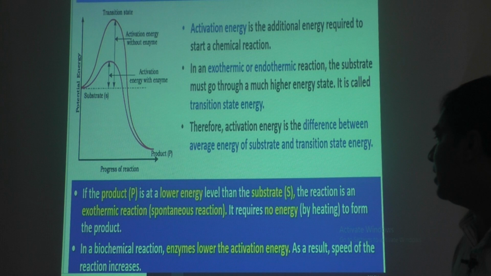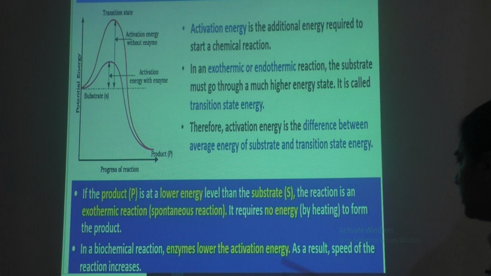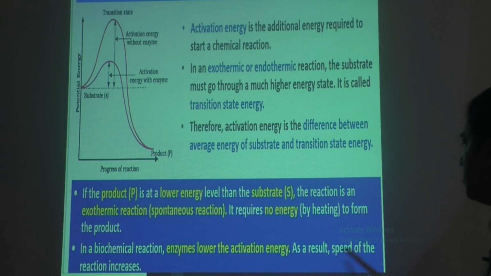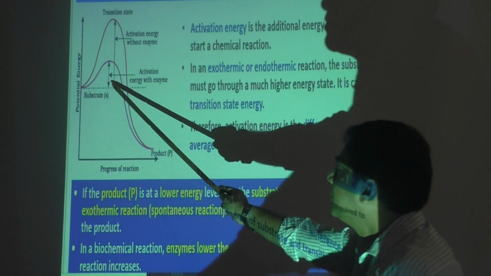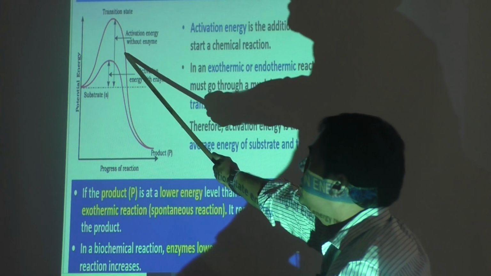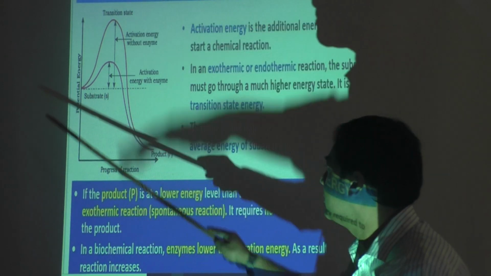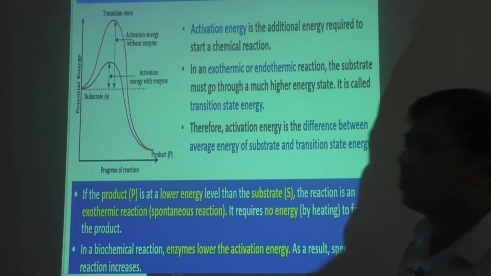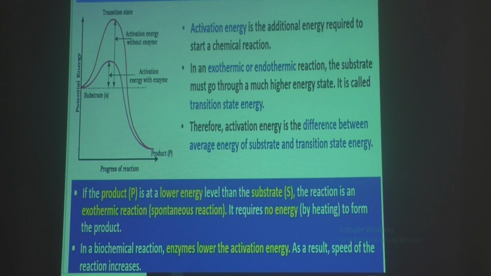So in a biochemical reaction, enzymes lower the activation energy. As a result, the speed of the reaction is fast. Okay, why does an enzyme make a reaction fast? Because enzymes lower the activation energy. You can see that this is a very high activation energy, and when the enzyme is present, it will lower it, make it less than that, so that the product is produced very quickly. That is a very interesting concept.